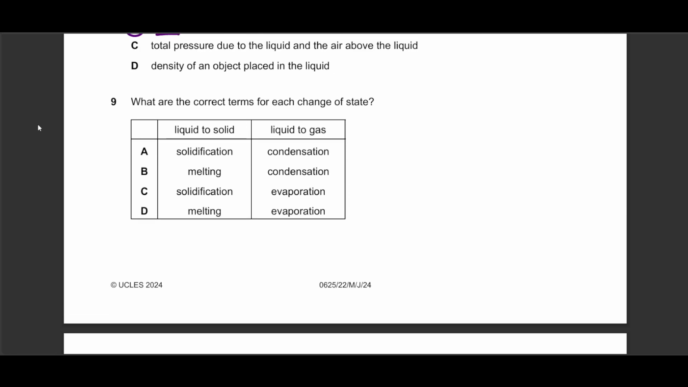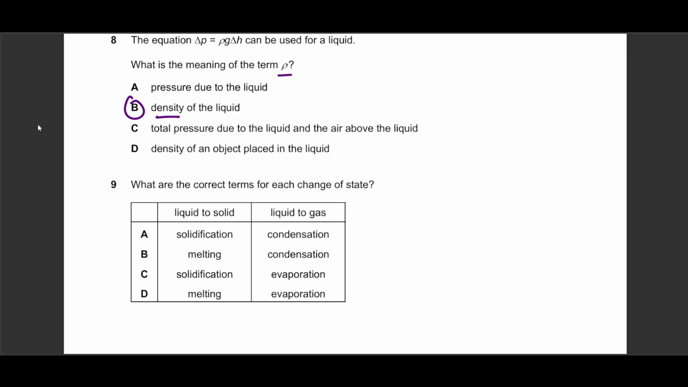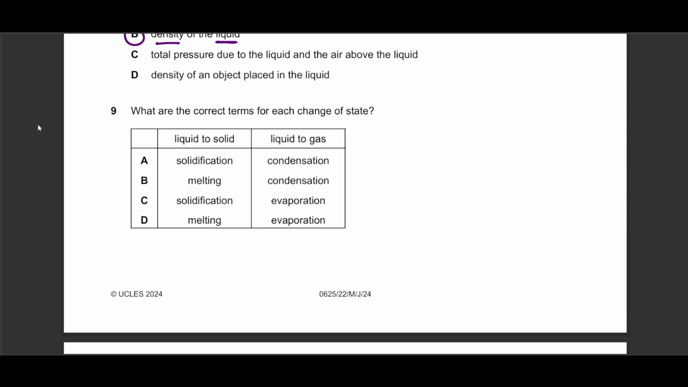So question number 9, what are correct terms for each state of changes? By the way, this is supposed to be the density of the liquid and nothing else. Neither the objects placed in it nor the object that contains the liquid. It's the density of the liquid itself.